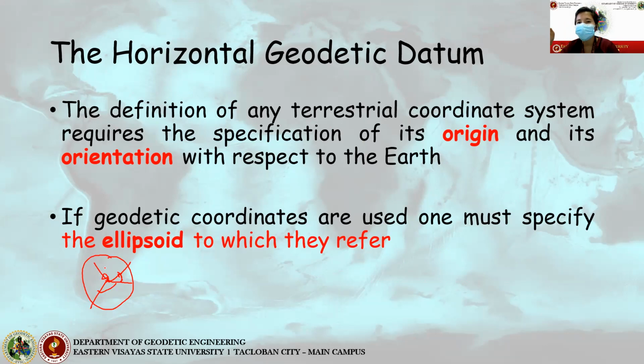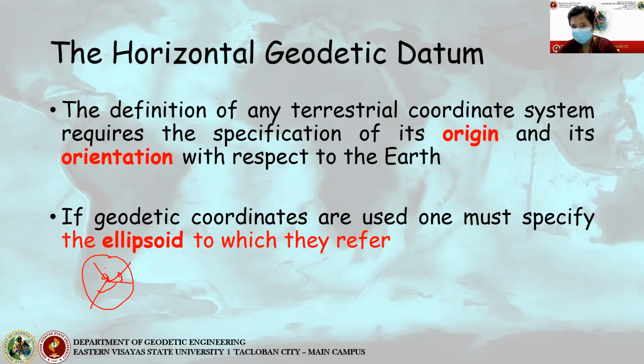And the orientation, when you say orientation, well, how does it, the direction to a certain point on the surface of the earth? So what is the azimuth of that point here? So, origin and orientation. If geodetic coordinates are used, one must specify the ellipsoid to which they refer. So if we are using a coordinate system or a horizontal geodetic datum, there should be an ellipsoid. So what are those ellipsoids?